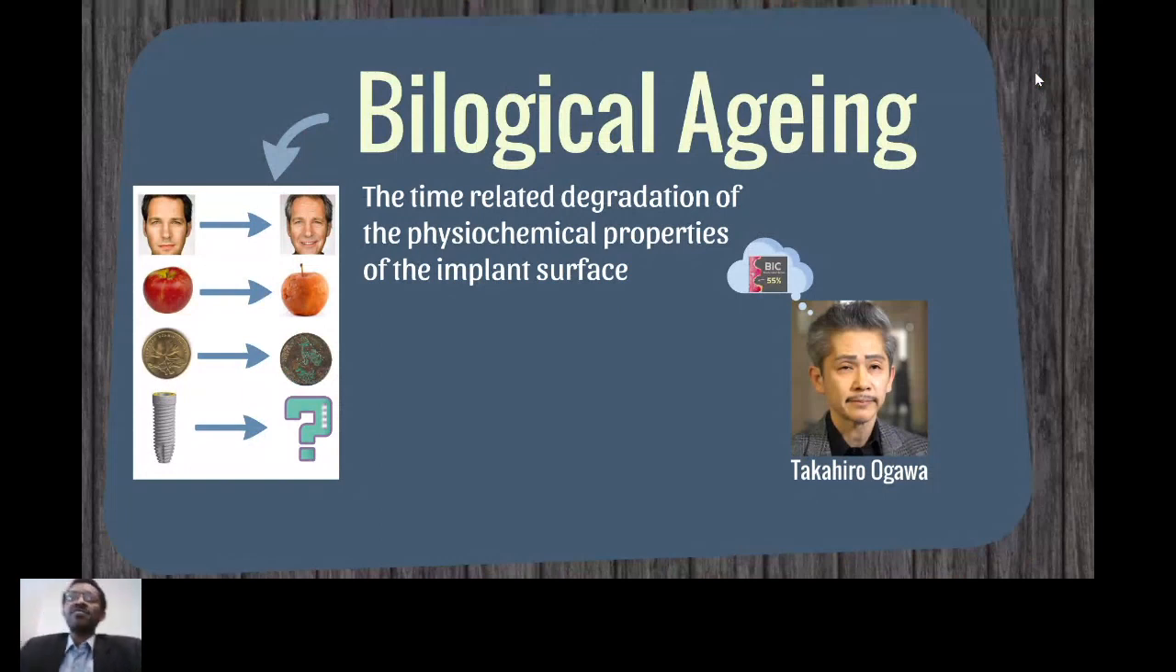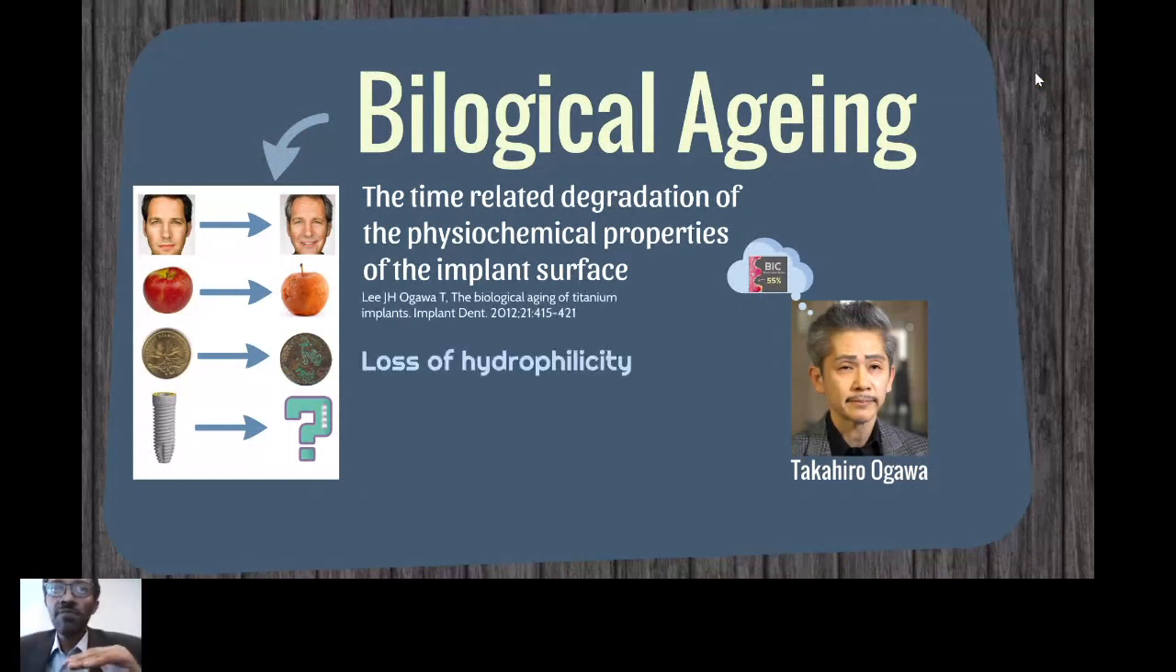And they gave a definition of biological aging: it's the time-related degradation of the physiochemical properties of the implant surface. So basically, your implants have a degradation in their properties. It's not the same. You have a new implant, it has different properties than an old implant. First of all, it loses hydrophilicity, which is that surface energy, you can say. There's a change in the surface charge.